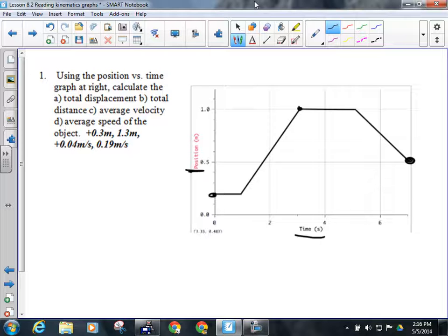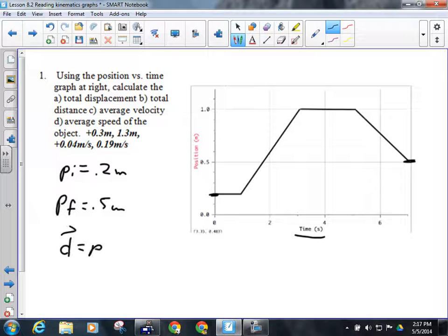It says, using the graph at right, calculate the total displacement of the object. Well, my initial position in this question is 0.2 meters, because I'm right here. And my final position is 0.5 meters. So that means my total displacement is final position minus initial position, 0.5 minus 0.2, which gives me positive 0.3 meters. Everybody follow there?